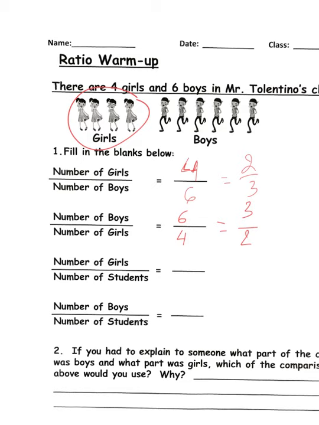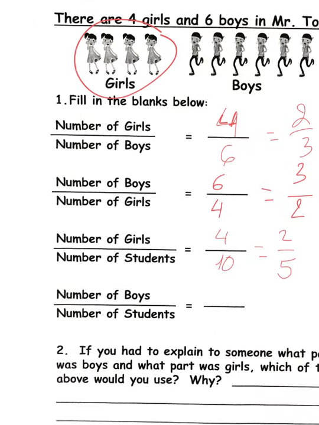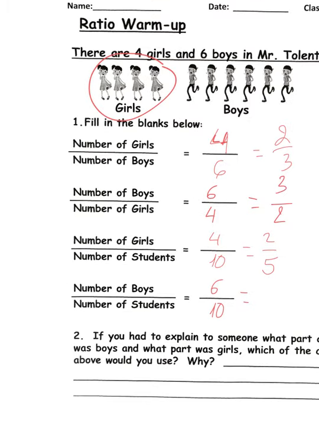Okay, next we have number of girls to number of students. So we have 4 girls, and 4 girls and 6 boys makes 10 students. We can simplify it to 2/5. Next we have 6 boys over students, which is 10 of them, and then again I'm going to simplify it to 3/5.